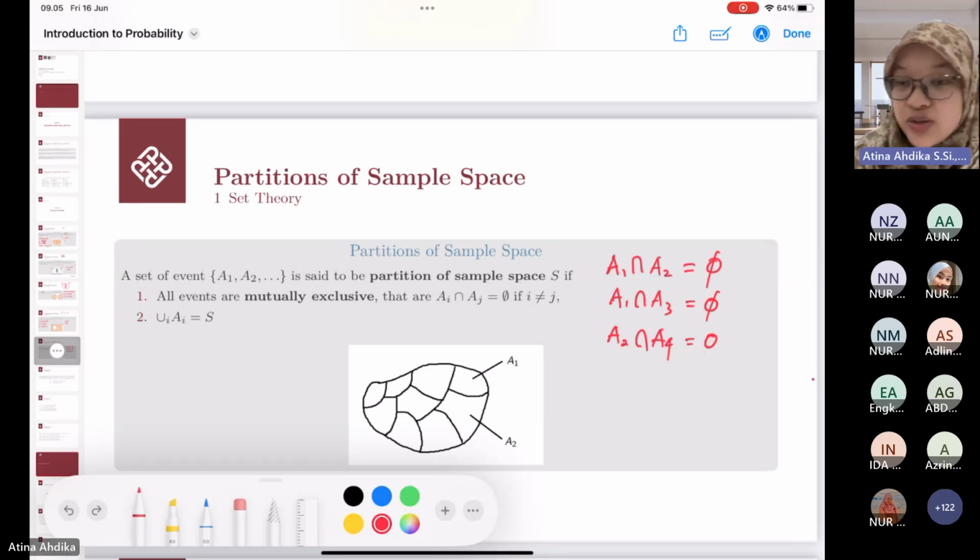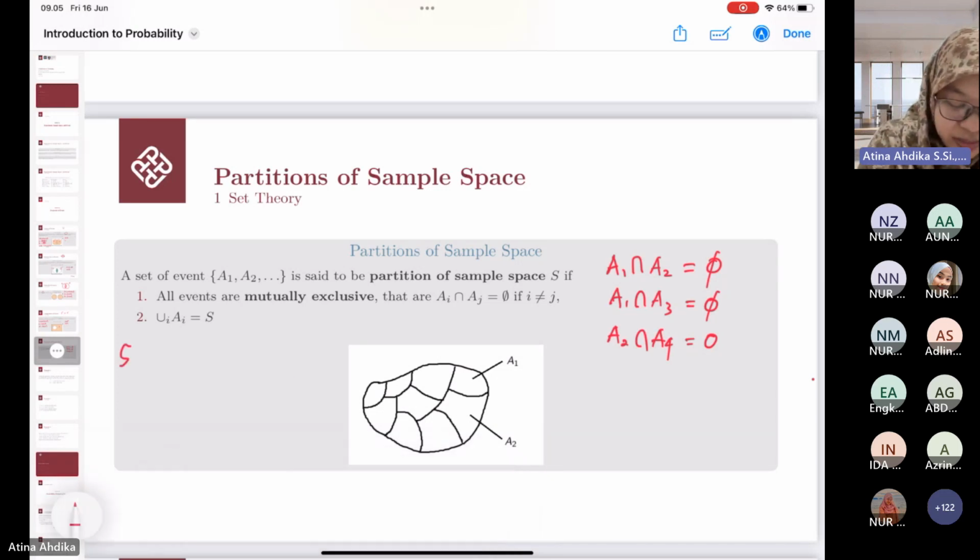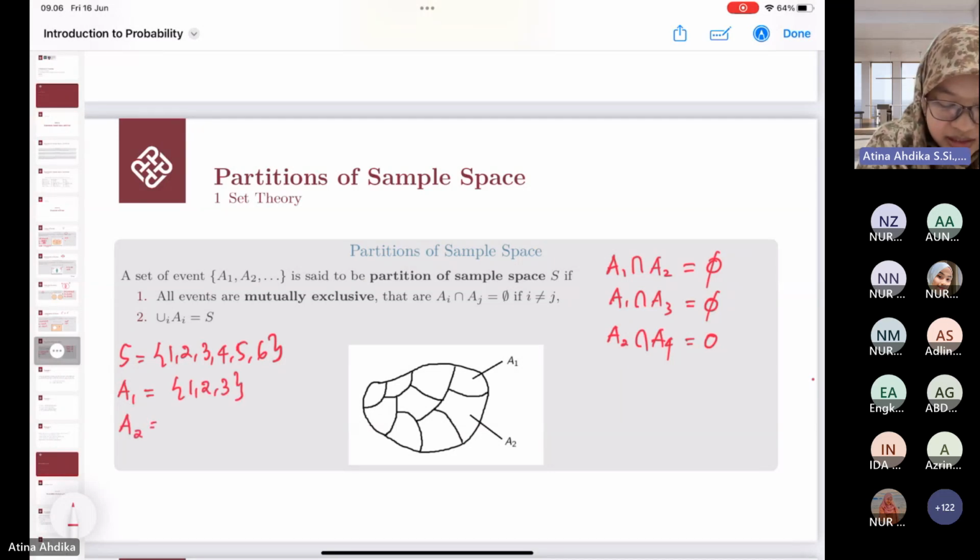We still will use the tossing a die once. So we have sample space of 1, 2, 3, 4, 5, and 6. And then consider that I have A1, which consists of 1, 2, and 3. And then A2 consists of 4. And A3 consists of 5 and 6.